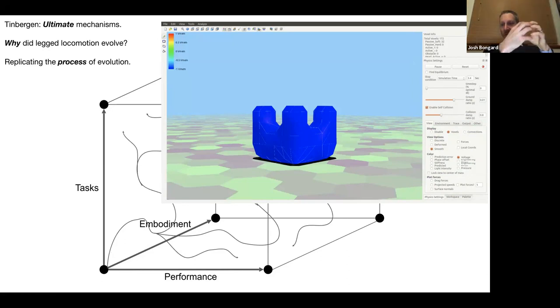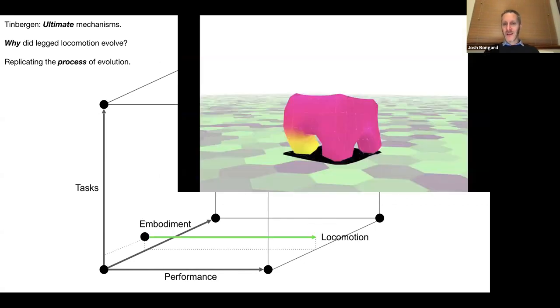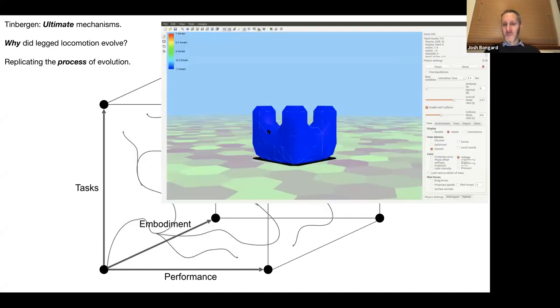Maybe it turns into a long one-dimensional structure and moves with anguliform locomotion or swimming or snake-like locomotion. Maybe we have a robot that stays flat and grows horizontal legs and moves like reptiles do. Maybe the robot grows vertical legs and moves like mammals do. Or maybe something else emerges, maybe something that we didn't even expect to emerge.